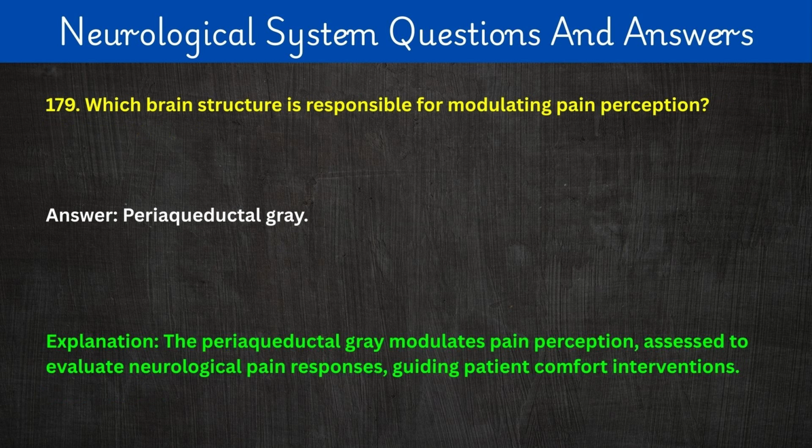emergencies. 179. Which brain structure is responsible for modulating pain perception? Answer: periaqueductal gray. Explanation: the periaqueductal gray modulates pain perception, assessed to evaluate neurological pain responses, guiding patient comfort interventions.